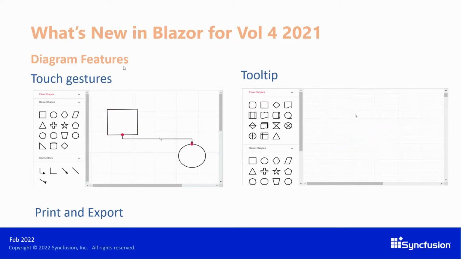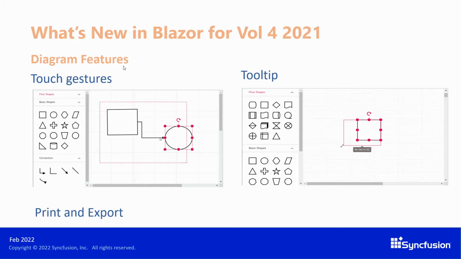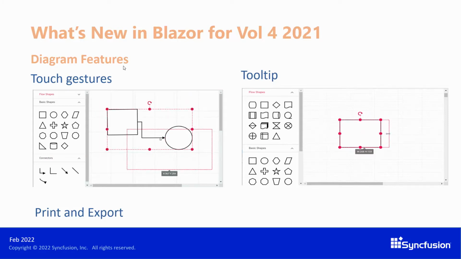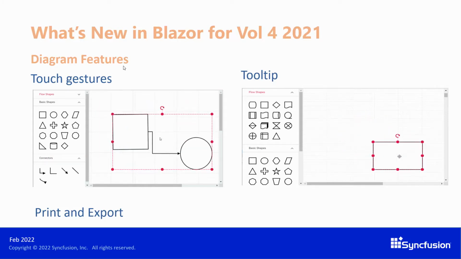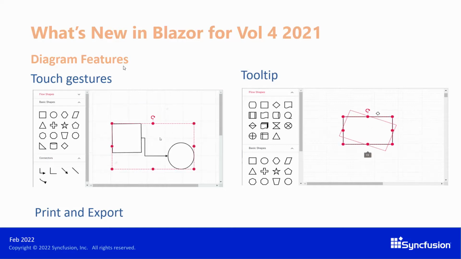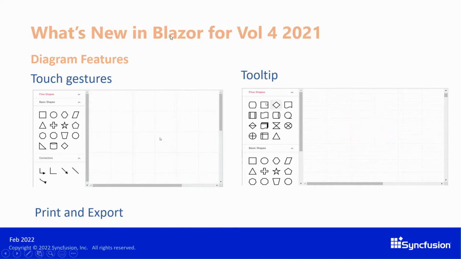Whenever you perform dragging, resizing, or rotating of the diagram elements, the tooltip will display information like its size, position, and angle. You can have a look at these GIF images.